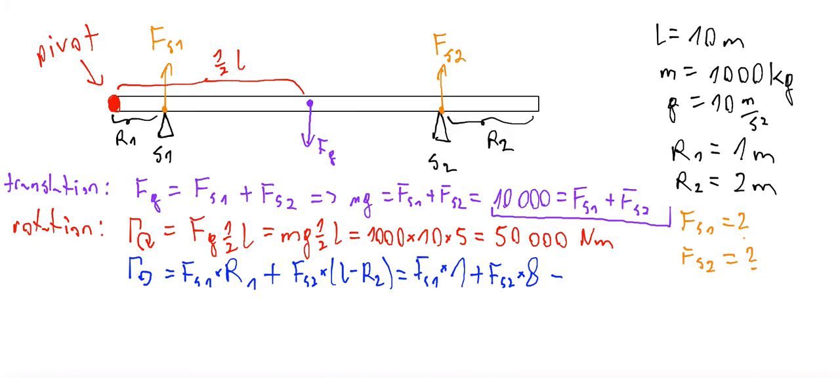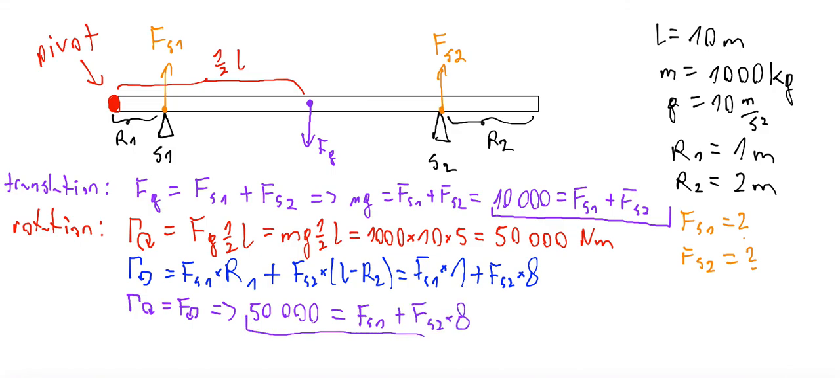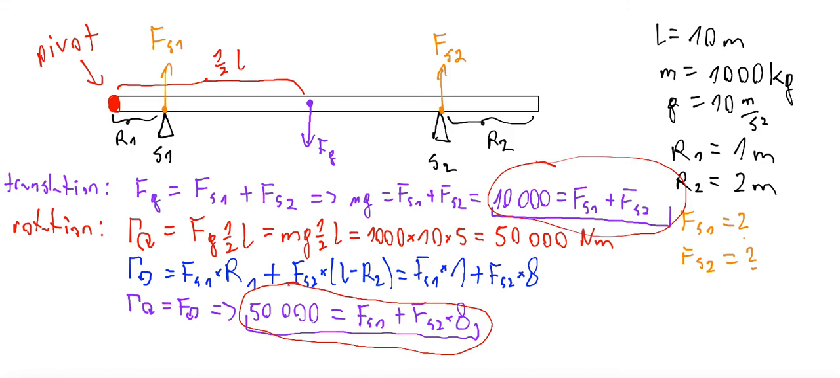And we know that the object doesn't rotate, which means that the moment which acts clockwise must be balanced by the moment which acts counterclockwise. So we've obtained the equation that 50,000 is equal to Fs1 plus Fs2 times 8, and this is our second equation. Now simultaneous equations, this and this, give us a solution.